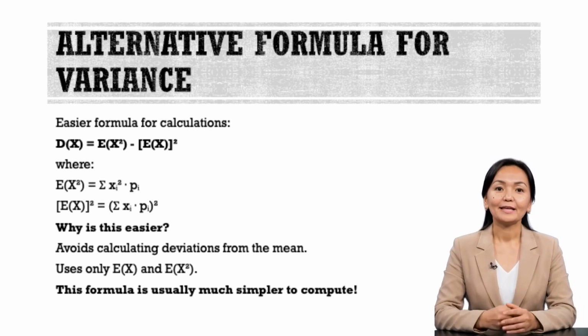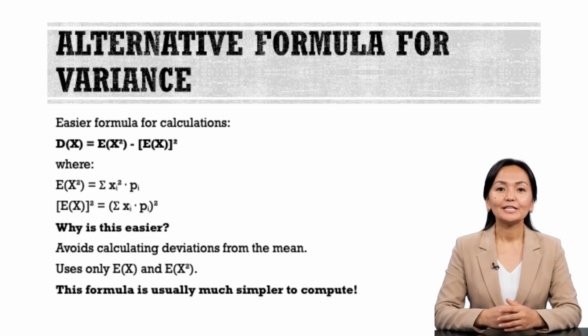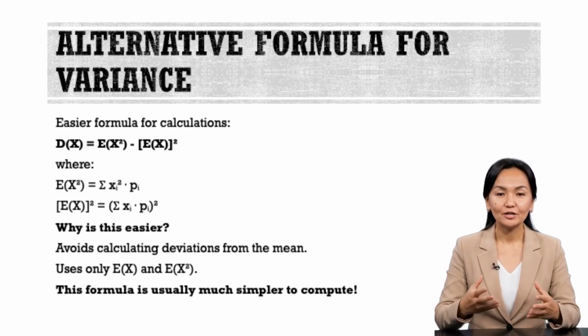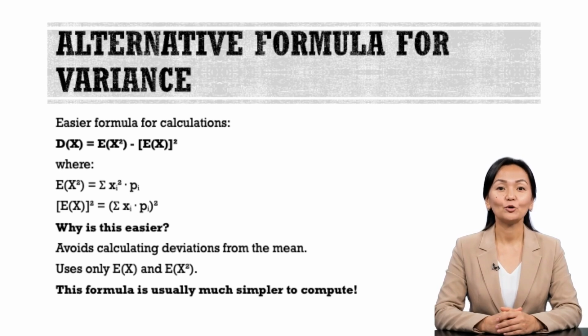Variance equals the expected value of x squared minus the square of the expected value of x. In symbols, Var(X) equals E(X²) minus the square of E(X). Here, E(X²) is the sum of x_i squared times p_i. This formula is derived algebraically from the definition, but more importantly, it's much simpler to use in calculations.